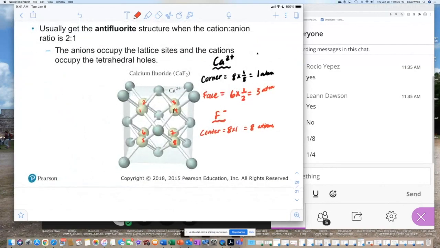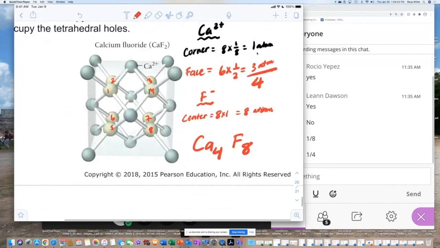Okay, now that we have that, we're going to be doing our math. For Ca, when you add these two, you get 4, right? Ca sub 4, F sub 8. But this is an empirical formula, so you have to do the simplest. Divide by 4, because the greatest common factor between these two is 4. Divide by 4, divide by 4, you get CaF2, right? The empirical formula.